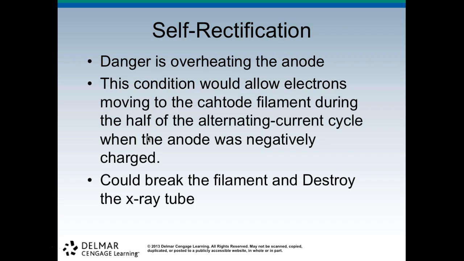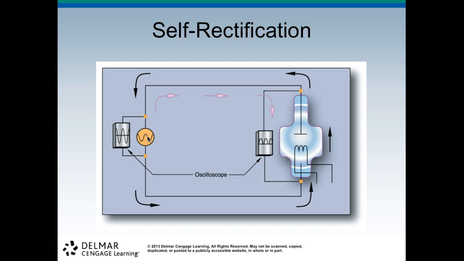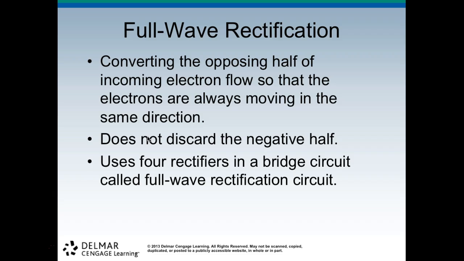Self-rectification, we don't like this and we don't use it, because it can overheat the anode. This condition would allow electrons to move to the cathode filament during the half of the alternating current cycle when the anode was negatively charged. This could break the filament and destroy the X-ray tube. So self-rectification is not good. You can see self-rectification here.